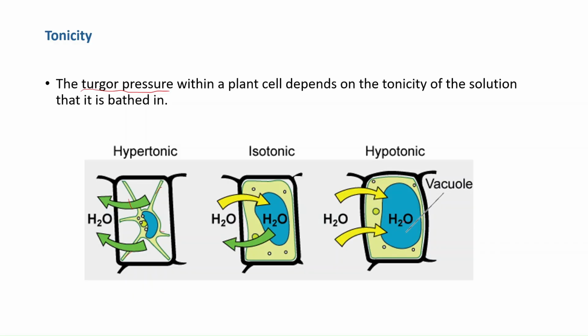Isotonic, we said there's no change. Hypotonic, you have water coming in, but the cell is not going to burst. Why? Because the cell wall is protecting it. Okay? So that's a big difference when we're talking about animal or plant cells.